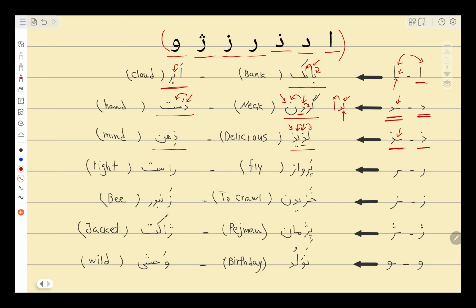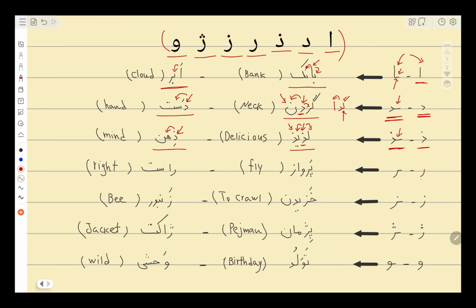Here we have the word zehn, which means mind. The letter ze or zal is the beginning of the word, but it is not connected to the letter he because it comes after it.